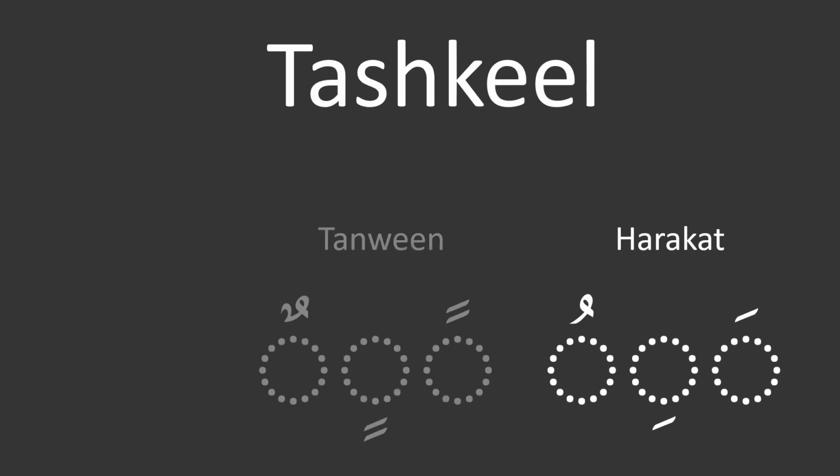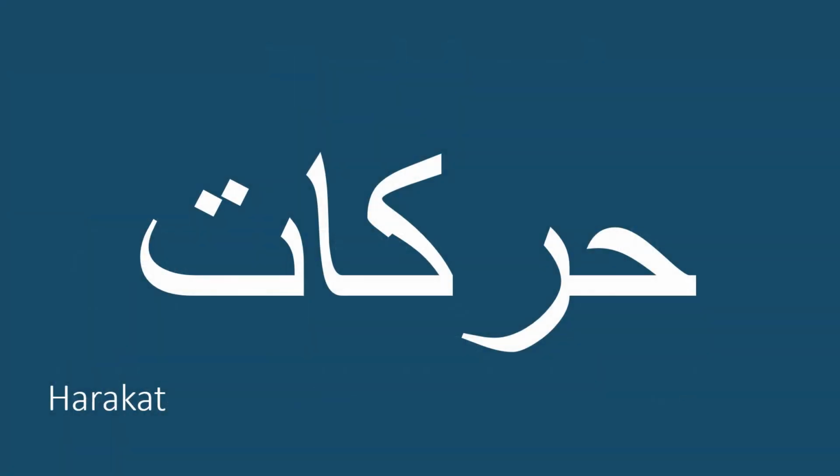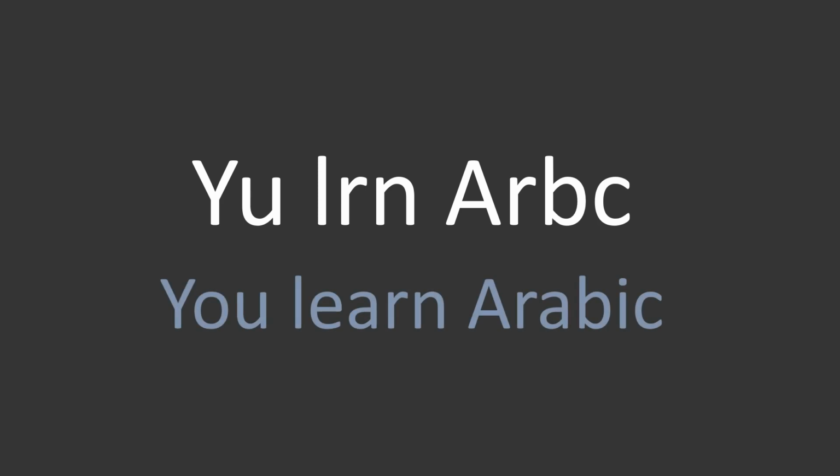Tashkeel glyphs can be categorized into three main categories: Harakat, Tanween, Sukoon, and Shadda. Let's first start with Harakat. To build the intuition behind the convention of Harakat, let's start with this example. Can you pronounce the following sentence? Of course, it is you learn Arabic, right?